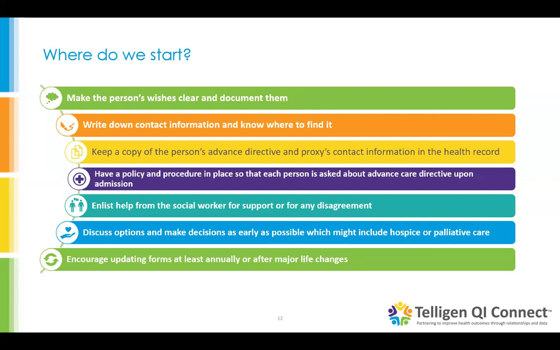Have a policy and procedure in place so that each person is asked about advanced care directives upon admission. Enlist help from the social worker for support or for any disagreements. Discuss options and make decisions as early as possible, which might include hospice or palliative care. And encourage updating these forms at least annually or after major life changes.